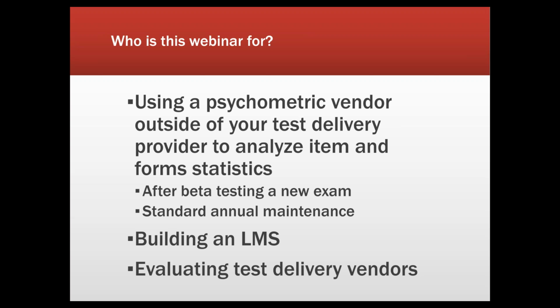Generally speaking, it's because you've started a new exam, you've just finished beta testing, and now your psychometrician needs the data so that you can move on to cut score and standard setting. Or maybe you're doing standard annual maintenance in order to properly take care of your exam.